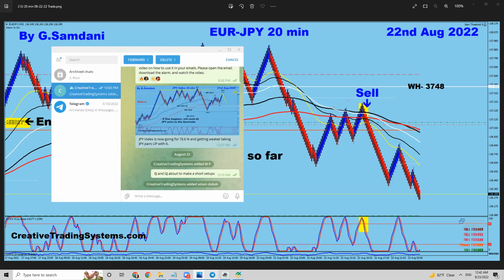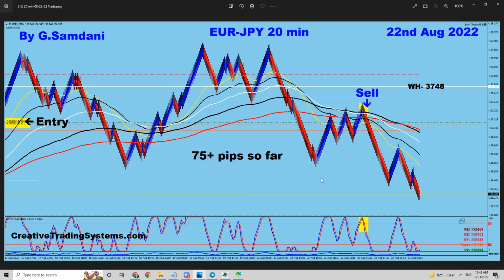Let me show you the Telegram. I posted here, EJ and GJ about to make a short setup, right? So when they were making a short setup and I took it and it went down a little bit, moved my SL a little bit, then got knocked out at 15 or 16 pip, to be honest with you, right? And after that, this is how it is. So it is pretty good, and it is giving precise entries, very, very good entries.